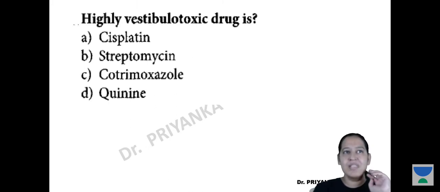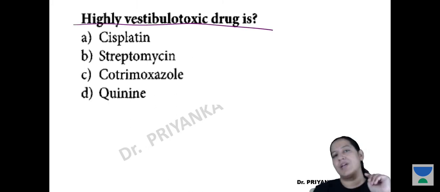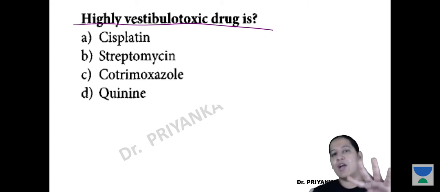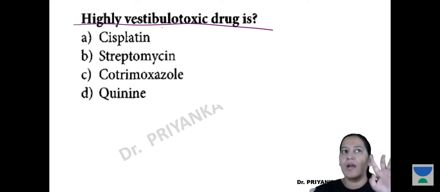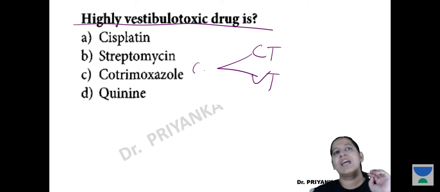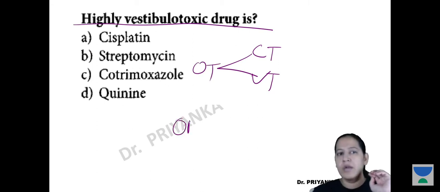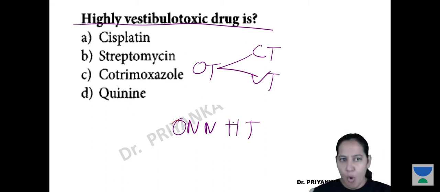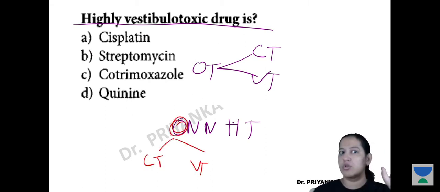Which of the following is a highly vestibulotoxic drug? Vestibulotoxic means the one which destroys the semicircular canals in the inner ear and causes vertigo and imbalance. So aminoglycosides are cochleotoxic and vestibulotoxic. Both toxic, that's why ototoxic. So on HT, write like this: the O in ototoxic, make it cochleotoxic and vestibulotoxic both. So you will never forget that O, ototoxic, means both toxicities.